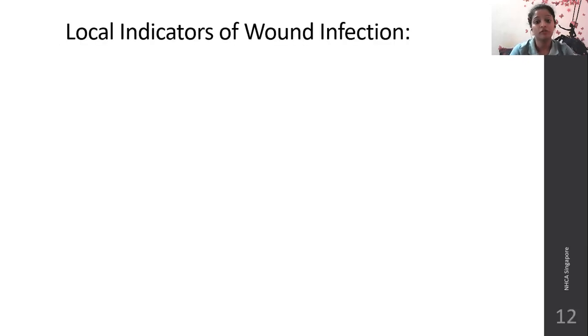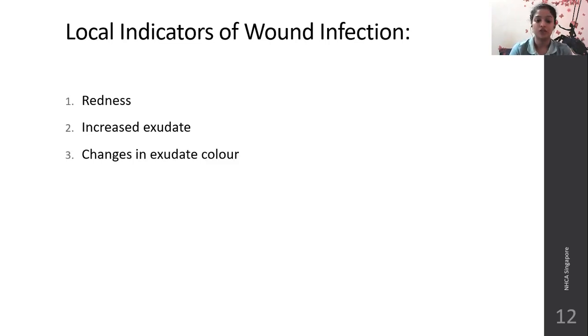Local indicators of wound infection. There will be redness where the wound is. If it is not healing properly, there will be redness. There will be increased exudate or pus formation. Changes in the exudate color: the pus changes from white color to yellowish green.